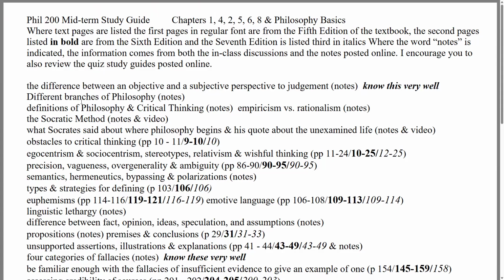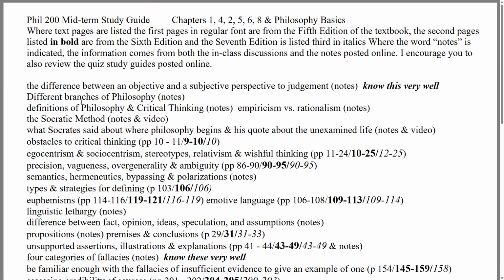Empiricism and rationalism. That comes from epistemology. Remember, we said empiricism is when you know things through your five senses, and rationalism is where you gain knowledge through intellect alone. Okay, at least some of the knowledge comes from your intellect.